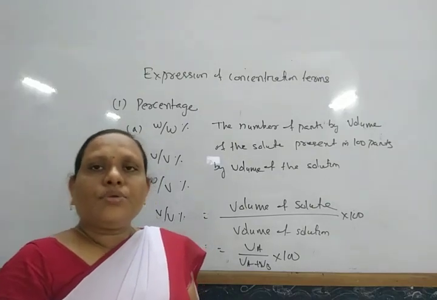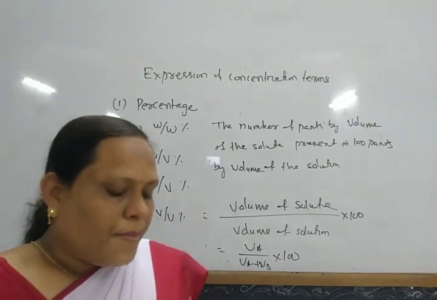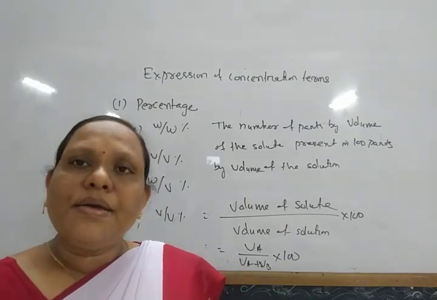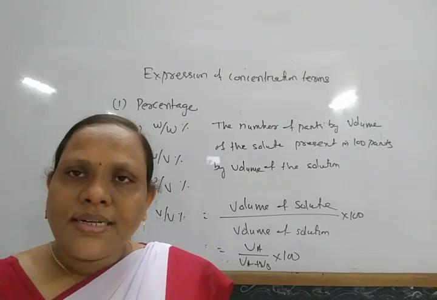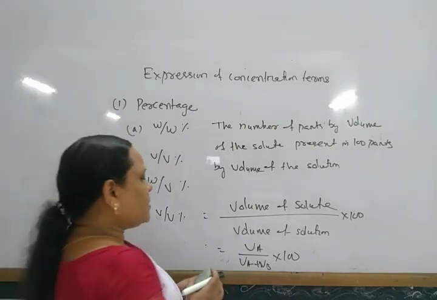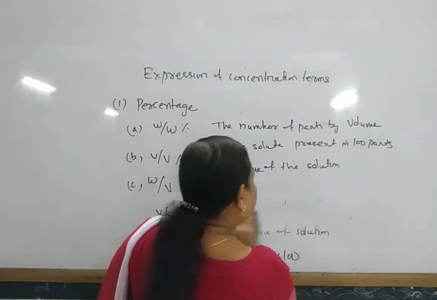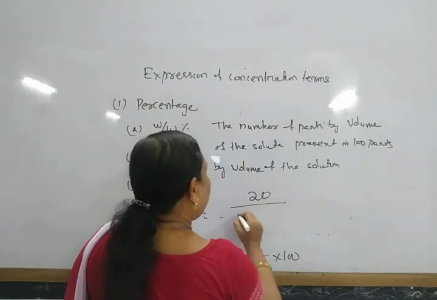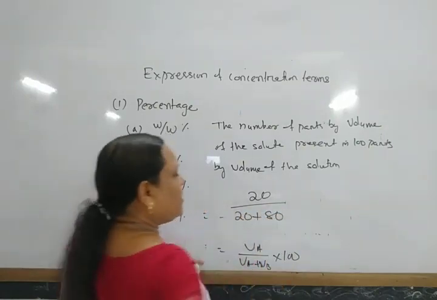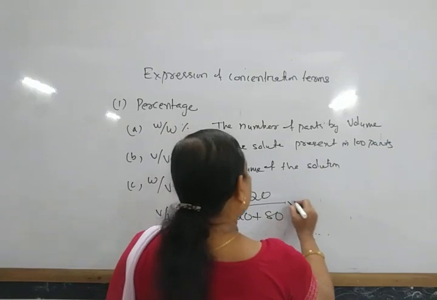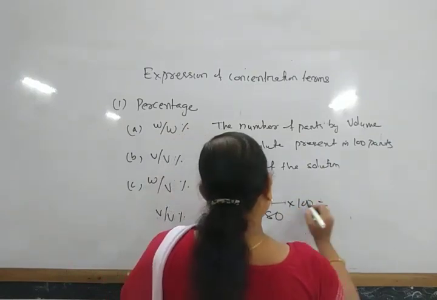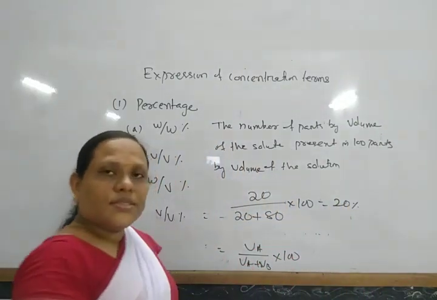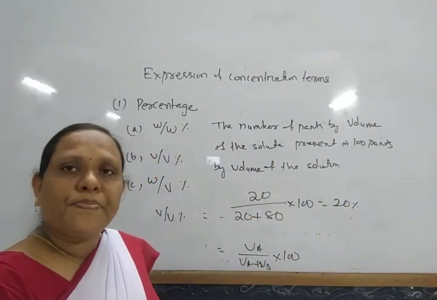Suppose one question: 20 ml of ethanol is mixed with 80 ml of water. What is its percentage? So in this way, 20 ml of ethanol divided by 20 plus 80 ml of water, into 100, that is equal to 20%. So the concentration of the solution is 20%.